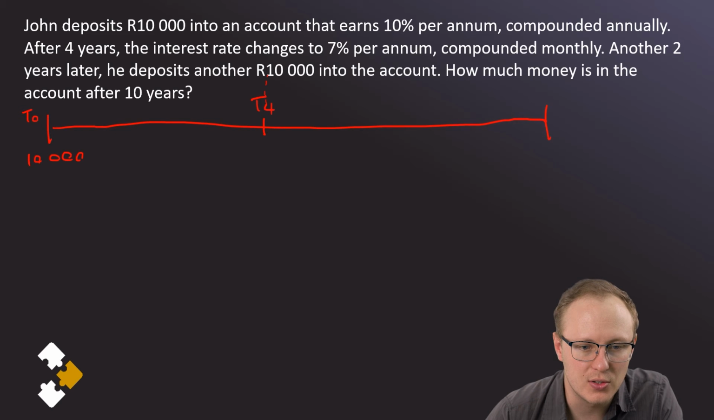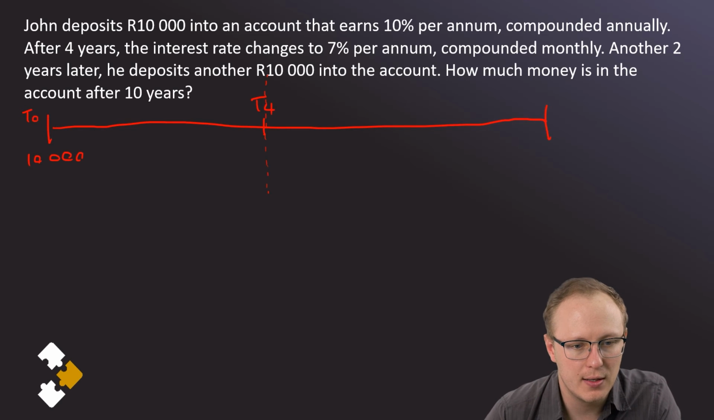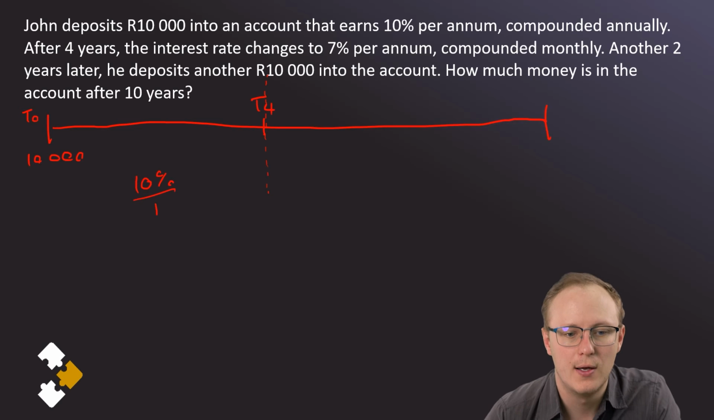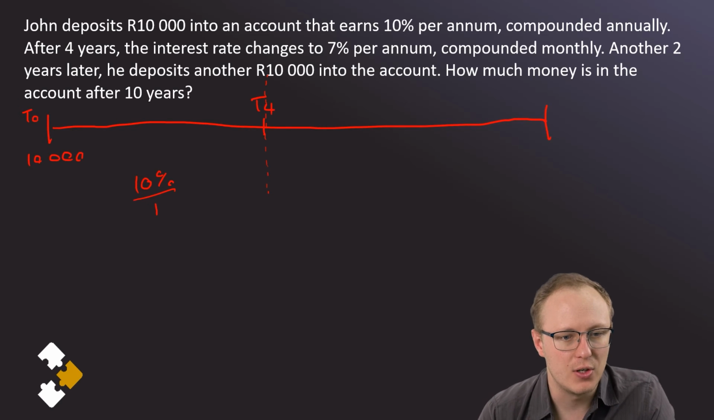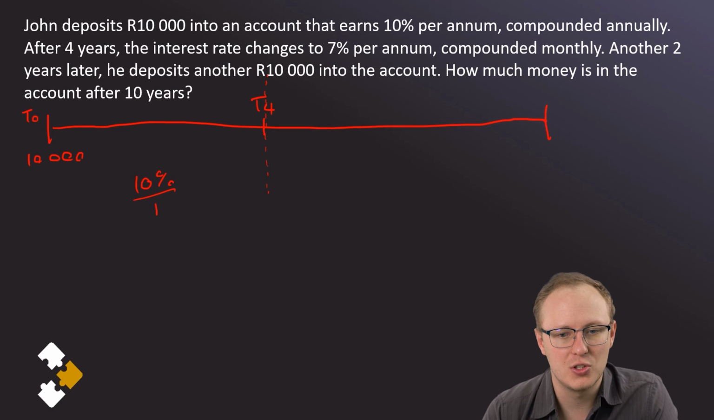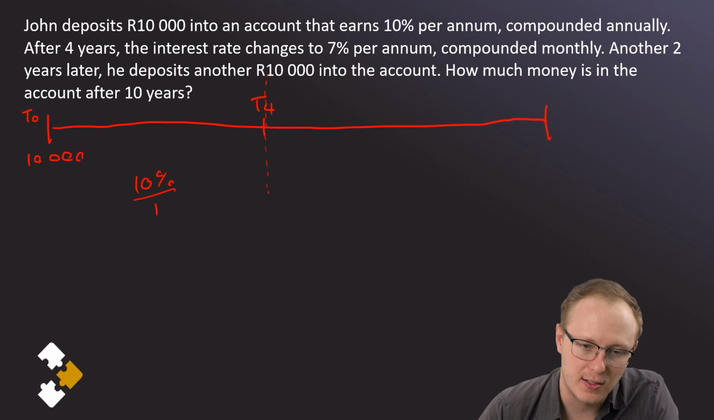So what I'm going to do is I'm going to put a little line here, and then I'm going to write here that it was 10% over 1, which is just my way of saying that for that first 4 years, he earned 10% compounded annually, right? So then after the 4 years, the interest rate changes to 7% per annum compounded monthly, and then it changes again another 2 years later.